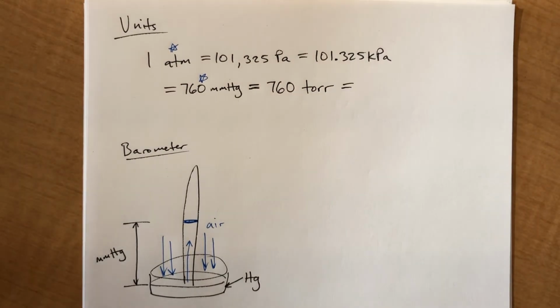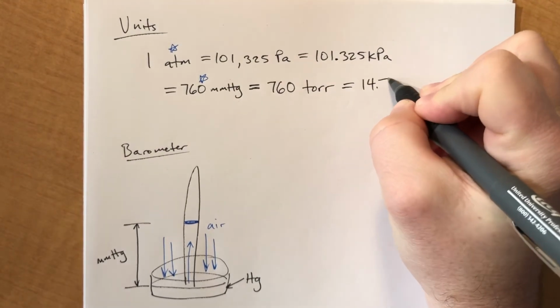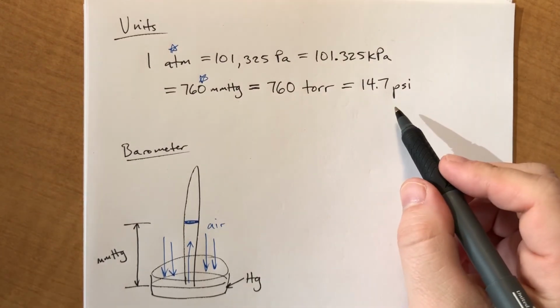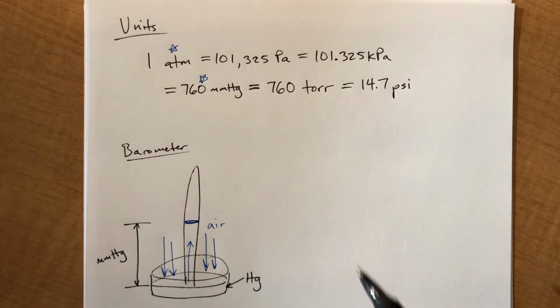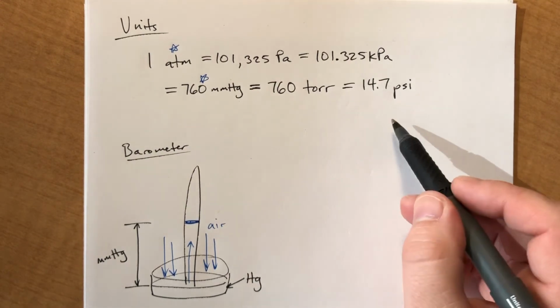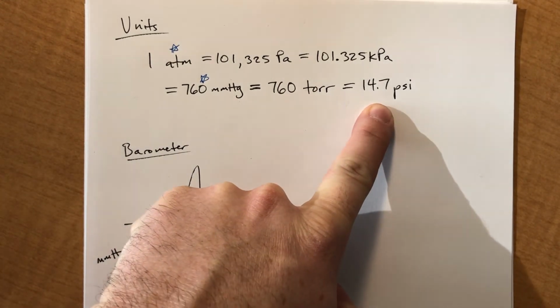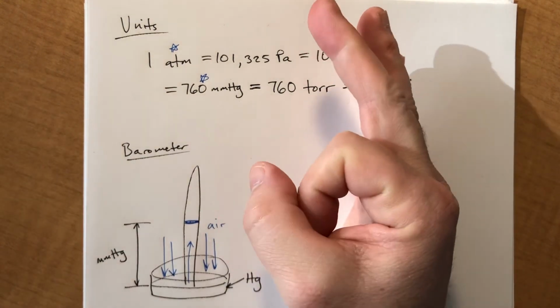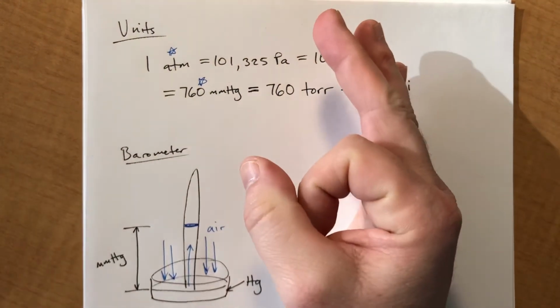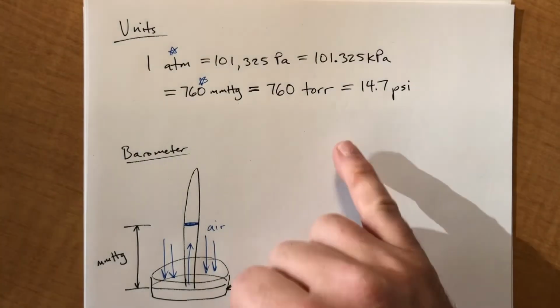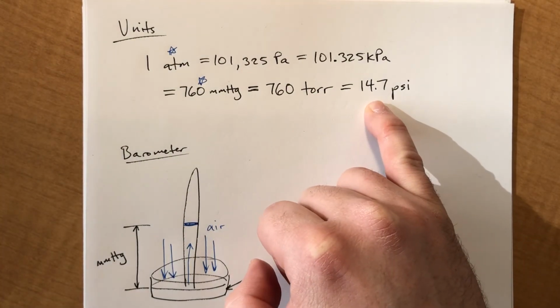Also, probably should put this in there. This is also equal to 14.7 psi, pounds per square inch. If you're ever worried about your car's tires, this is the units they probably use, psi. Okay. Basically what this means is if you had a square inch of ground and you're at sea level on a sunny day and you measured the weight of all the air in a straight line going straight up, it would probably weigh about 14.7 pounds.